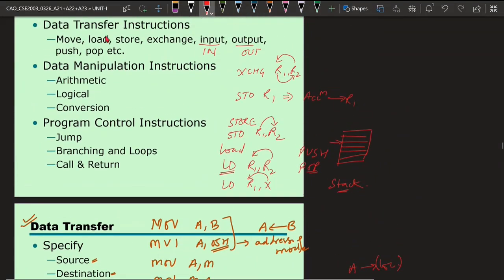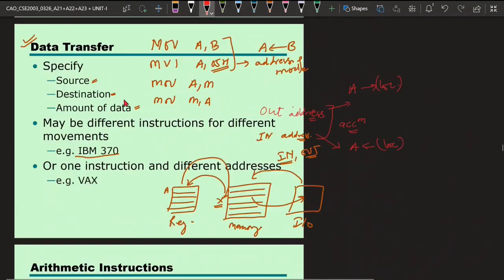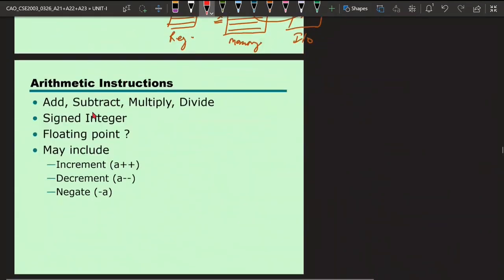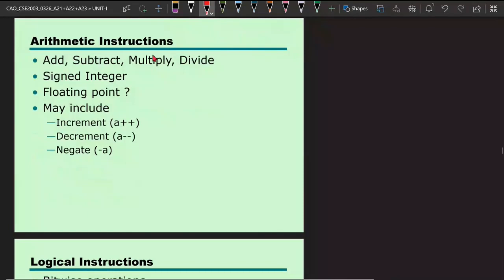So these are the different types of data transfer related operations. Next we will see arithmetic operations or arithmetic instructions. In the case of arithmetic instructions, basically it is going to perform add, subtract, multiply, divide, and also increment, decrement and negate. So these are the different types of arithmetic instructions.